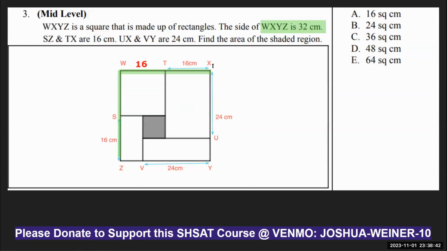If we go around like a merry-go-round, let's go at WX now, X to Y. 24 units is already done, so this must be 8. 24 is done here, so this must be 8. And 16 is done here, so this must be 16. Now we have the entire perimeter mapped in terms of the segments: 16, 16, 24, and 8, 24, and 8, and 16, and 16.